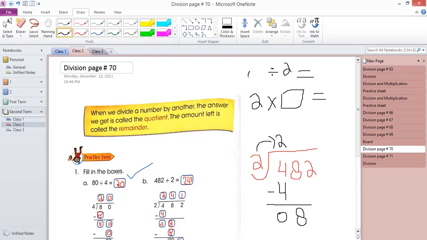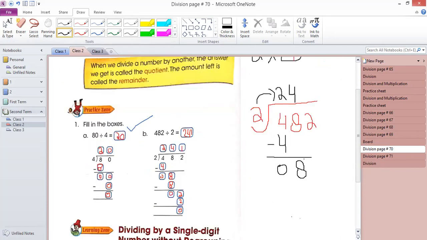So tell me, guys, 8 divided by 2 is equal to what? 4. Very good. Because 2 multiplied by 4 will give you 8. 2 fours are 8. That's why 8 divided by 2 is 4. So you will write the next number here, 4.